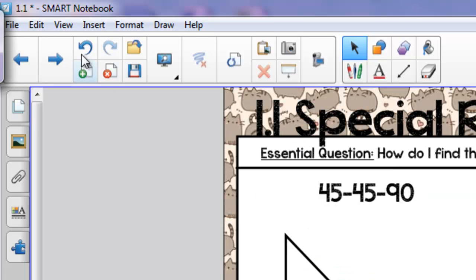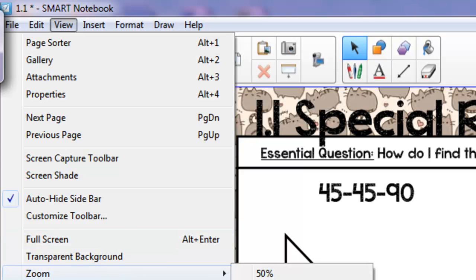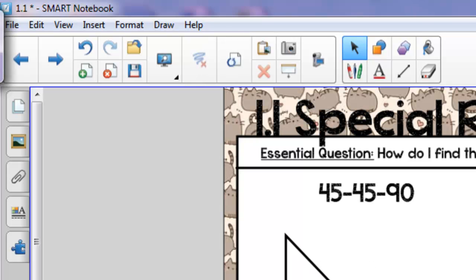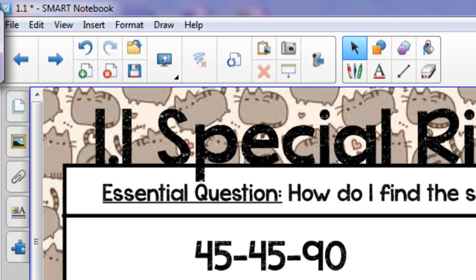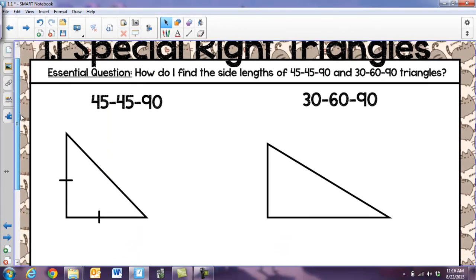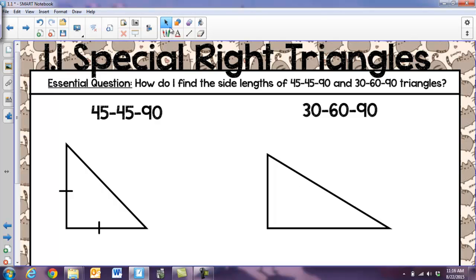So the first thing that we need to look at are the rules for those special right triangles. The first one we're going to look at is the 45-45-90 right triangle. And remember, that would also be called an isosceles right triangle. When you have an isosceles triangle, you're going to have two sides that are the same. And we know this is a right angle, FYI, and that means that these two angles are the same and they happen to be 45 degrees each.